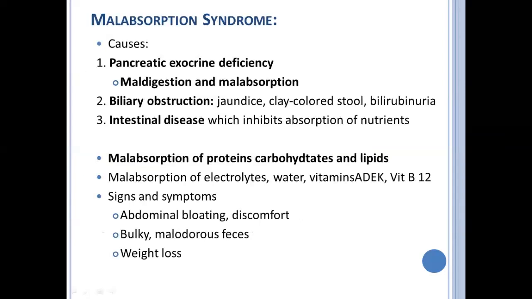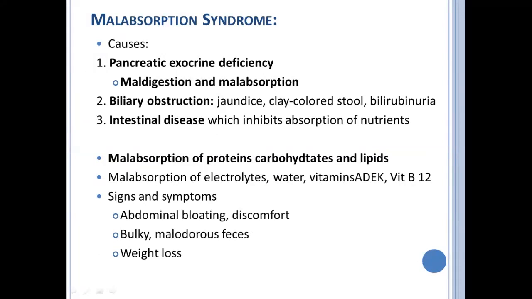Now, punta na tayo. So, you have the malabsorption syndrome. Pag sinabing malabsorption syndrome, hindi na-absorb yung pagkain. We discussed naman kanina, no? Very important yung mga pancreatic enzymes. They play a very important role in the digestion of fats, carbohydrates, and protein.